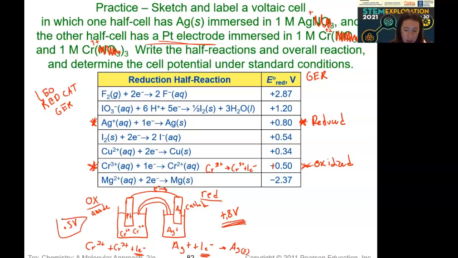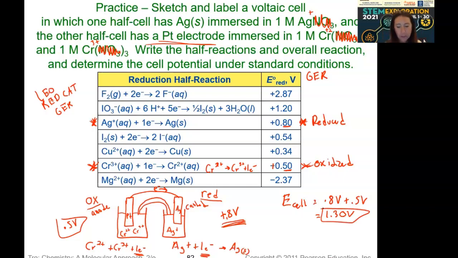So when we add this, our E cell is just going to be 0.8 volts plus 0.5 volts, or 1.3 volts. My sig figs aren't right, so let me fix them. It's 1.30 volts, because when you're adding, you look past your decimal place. This is 2 places, this is 2 places, so this has to be 2 places, right? Remember that from Chem 209.